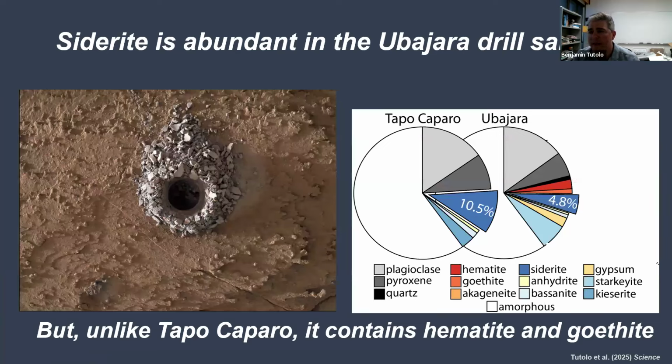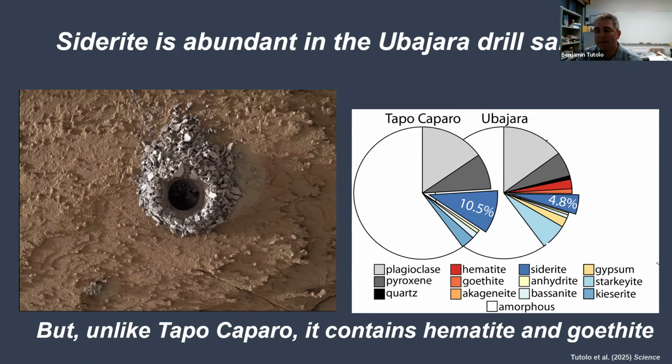Drilling into this sediment, we found that siderite is also abundant at Ubajara, so on the order of 4.8 weight% siderite. But importantly, unlike Topo Caparo, it contains other minerals that don't contain iron in its reduced state, but rather oxidized state. And this includes the minerals hematite and goethite. So these are these orangish, reddish minerals here. So importantly, this sample does also contain siderite, and it contains oxidized iron minerals, hematite and goethite.